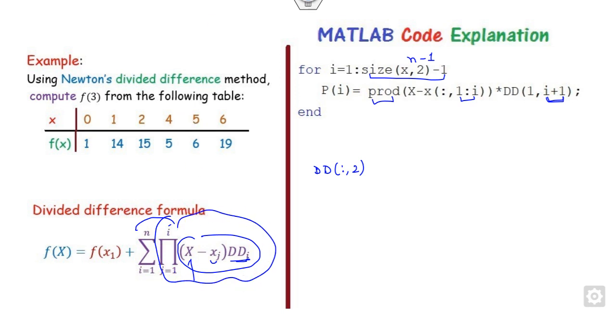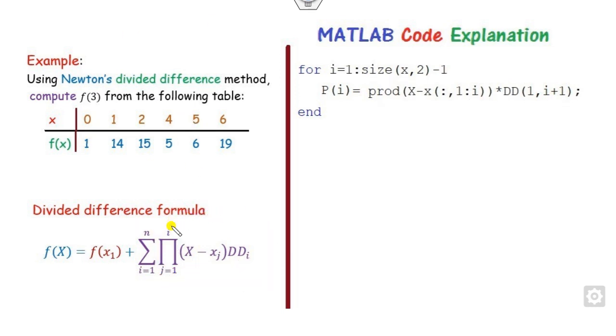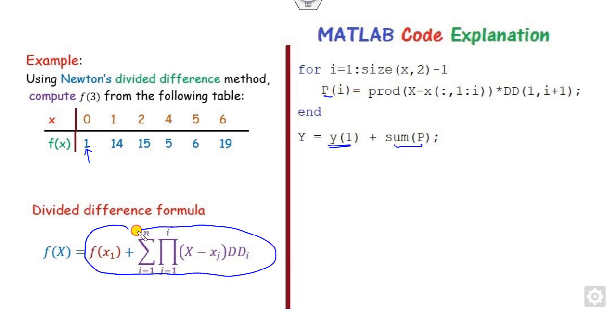I can clear this screen for you. So this will give you this expression I have written here. Now the remaining task is, you have to put the summation and then add the first element. So you can simply take the first element, that is y of 1, plus the sum of this. So it will give you this answer. So this is the final answer, you have to save that.